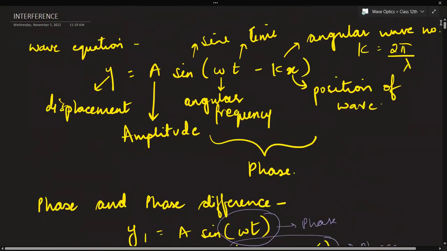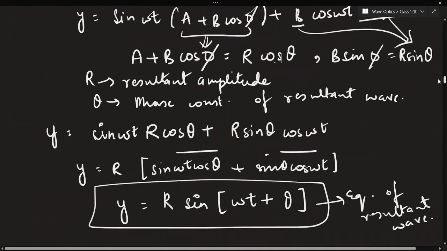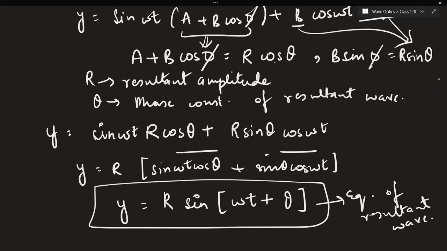Yes, this main equation, y is equal to a sine (omega t minus kx). If you compare it with the main equation, you get that the first term is representing omega t, and the second term is representing theta. So that's why we're saying this is the equation of the resultant wave. Sine omega t cos theta plus sine theta cos omega t. The equation of the resultant wave is R sine (omega t plus theta). This is from the main equation that we have studied.